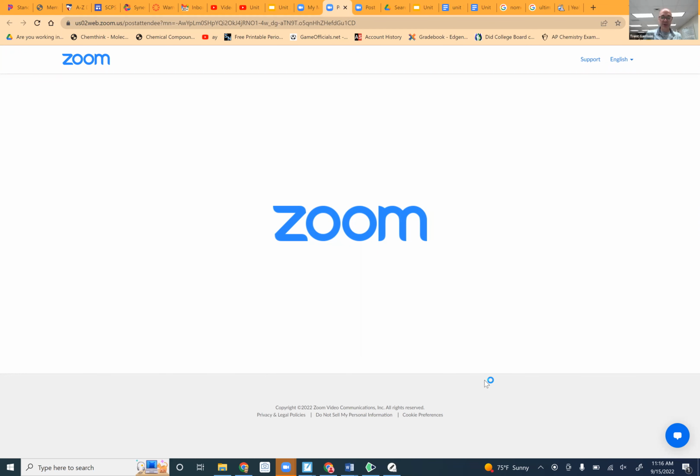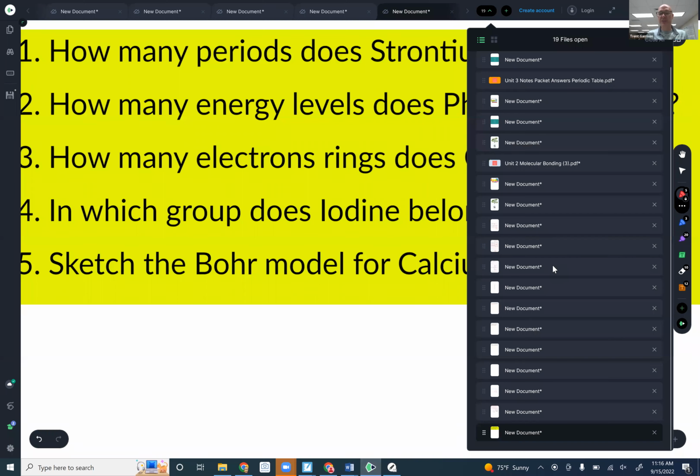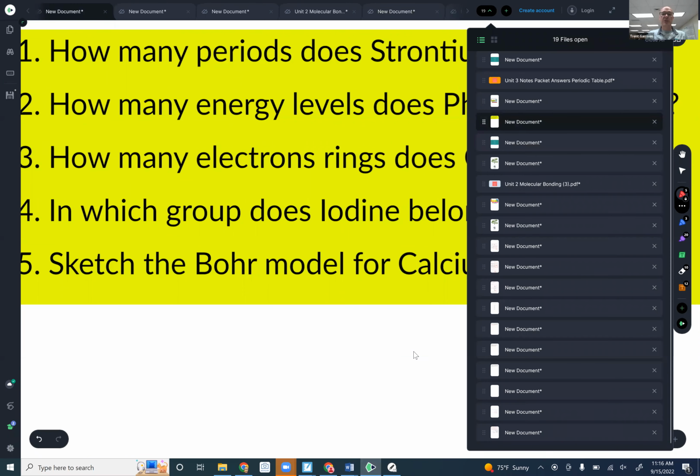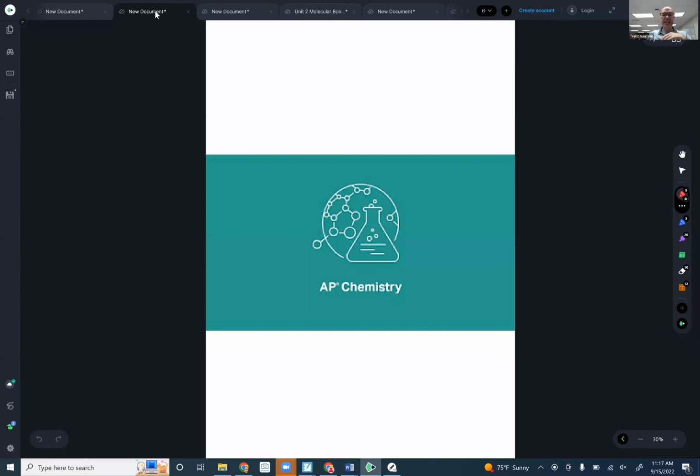So as it were, we have talked about some information on the periodic table. So I'm going to pull up a version of the periodic table so we can reference it simultaneously. So on this, strontium, how many periods does strontium have? Well, we need to first know what a period is. A period is the rows on the periodic table, not columns, but the rows.